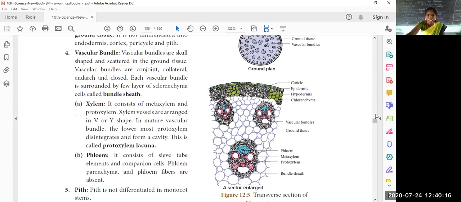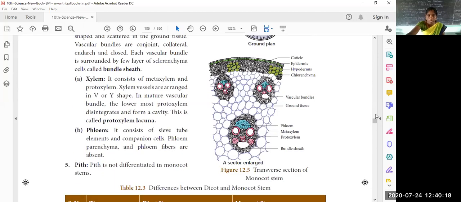Xylem consists of metaxylem and protoxylem. Xylem vessels are arranged in a V or Y shape. Here is the vascular bundle, the xylem. Xylem mainly conducts water. They are arranged in a V or Y shape.